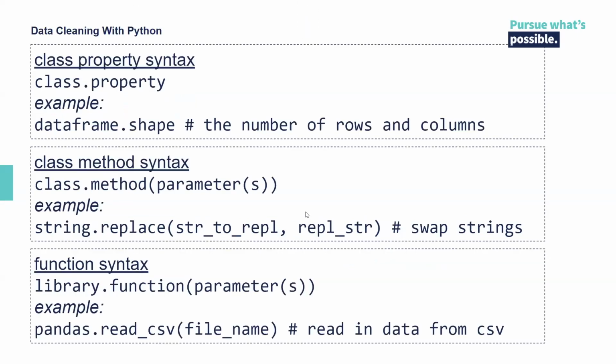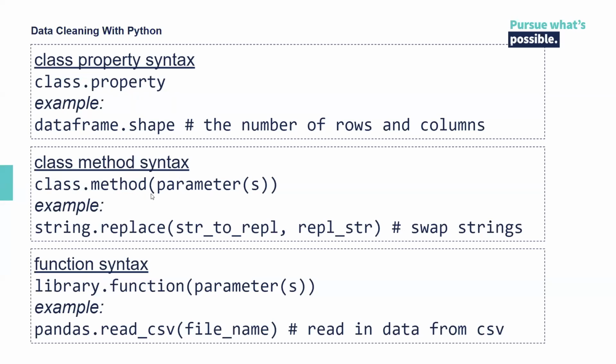All right, just a little bit on syntax, to make sure that we're all on the same page. Remember we were talking about classes, and classes have their own properties, which are characteristics of a class. The syntax for a class property is the name of the class dot property. For example, we have the data frame class here, a data frame object, and if we call data frame dot shape, that gives us the number of rows and columns for that data frame, which can be helpful to know.